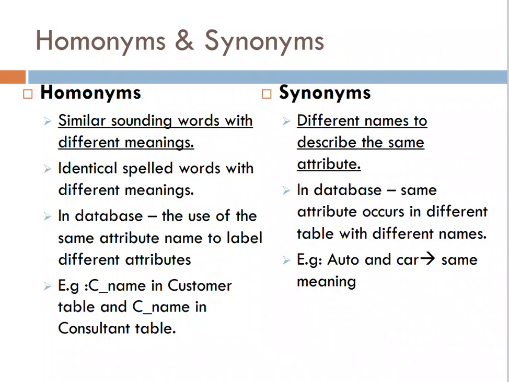Synonym means different names to describe the same attribute. In database, the same attribute occurs in different tables with different names. For example, auto and car, same meaning. So this is synonym: the same attribute but written with two different spellings or two different names.